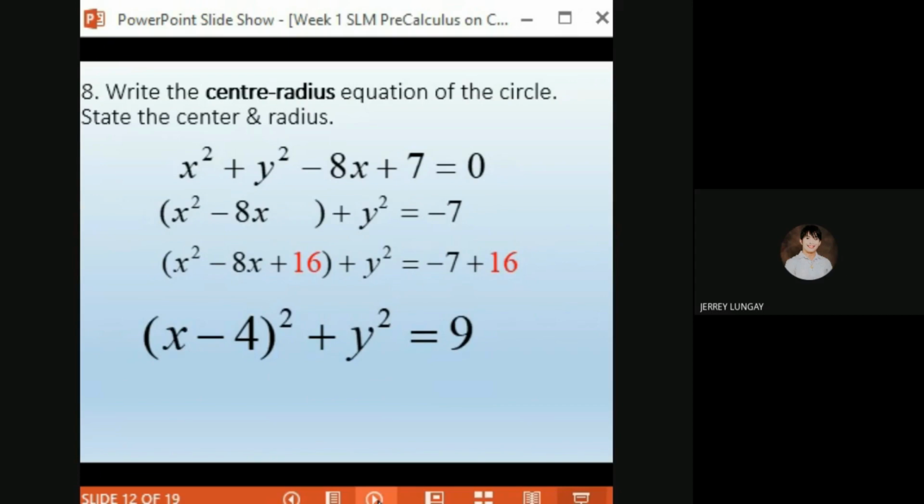Example number 8. Para ma-proceed na dayon ta. Hello. Good morning. Okay. So, let's proceed. The center is 4-0, taking the opposite sign, 4-0 and a radius of 3.